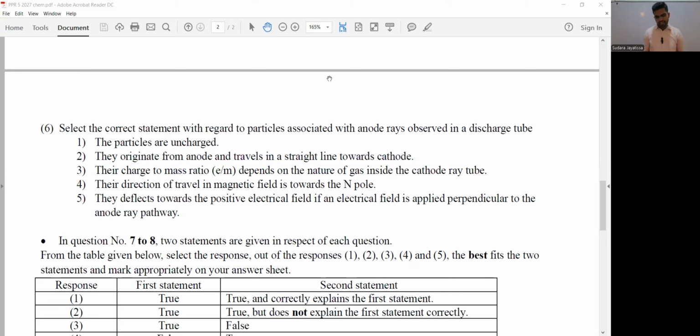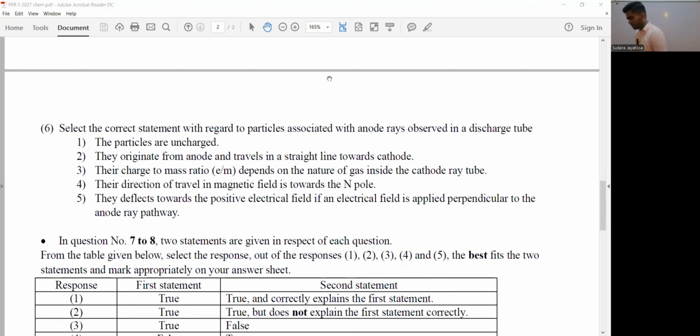Okay. Third one, you can add some supportive statement. This is what we call the E over M ratio. You can tell like that. Then you can explain who has the highest E over M ratio, and you can tell that even for hydrogen, its E over M ratio is lesser than the cathode rays' E over M ratio. You can continue like that.